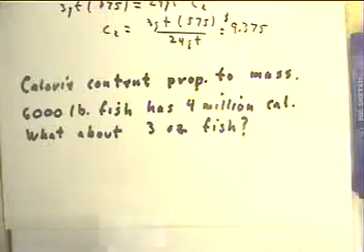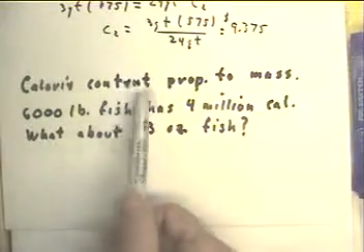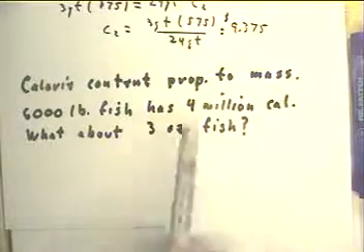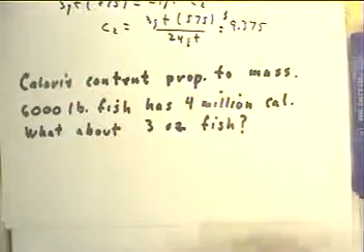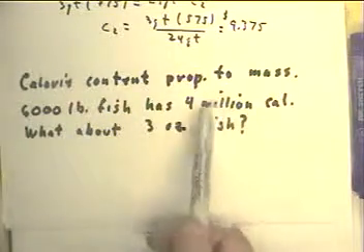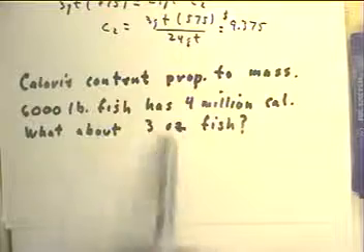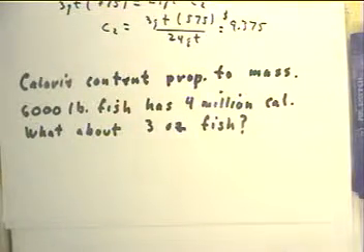Okay, let's take the calorie content of raw fish. Let's say that the calorie content of a fish is proportional to its mass between different types of fish, or at least between 2 fish of the same kind. Let's say we have a 6,000 pound fish with 4 million calories. We're going to compare that with a 3-ounce fish. We want to know what we can determine.